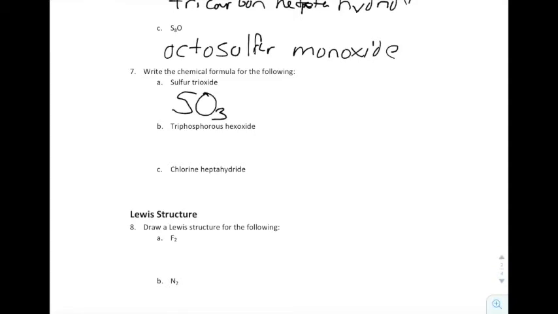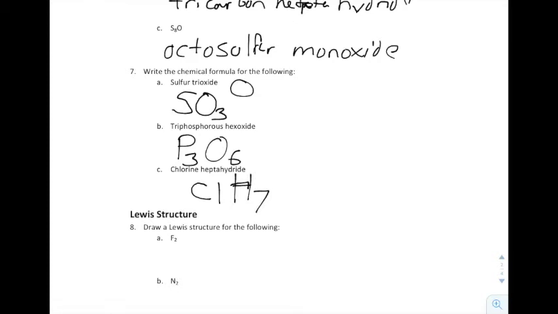And some people would look at that and say, oh, that's sulfite from the last unit, but it's not, because there is no charge. Since there's no charge, it's just sulfur trioxide. Now, triphosphorus hexoxide. I would say, okay, P3O6, and you should be able to figure out the last one. It would be something like this.